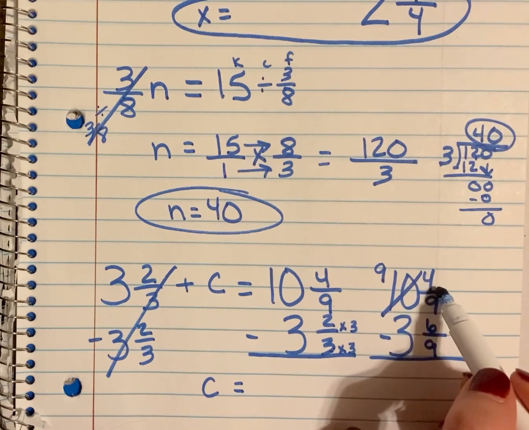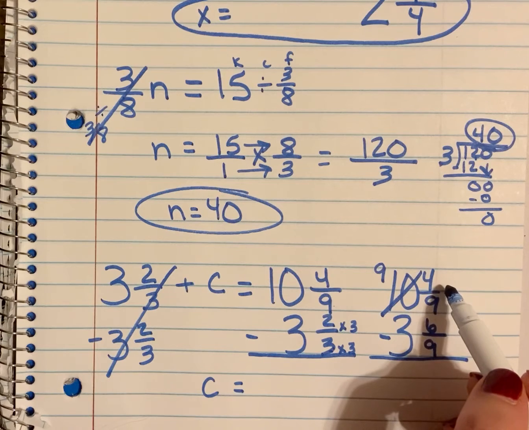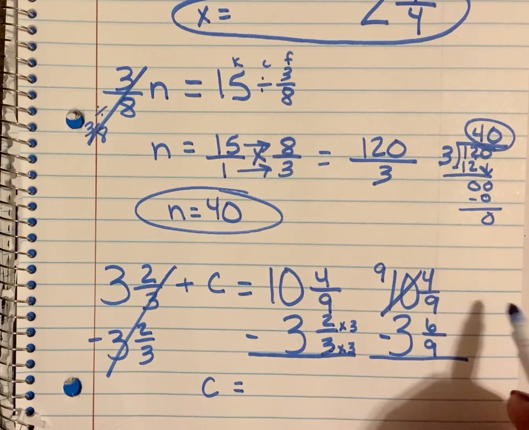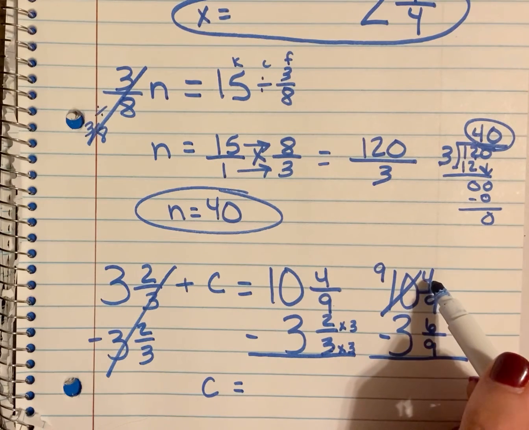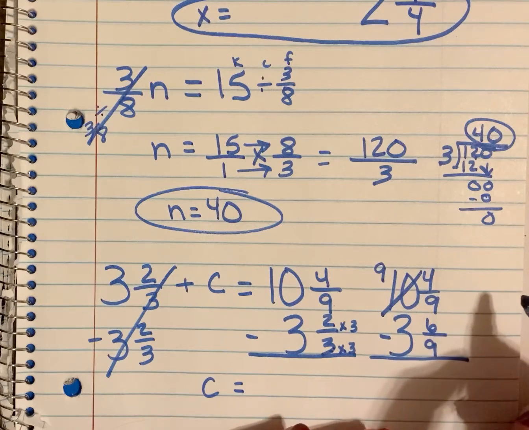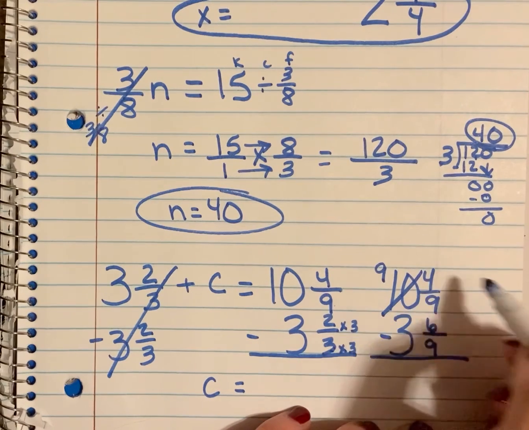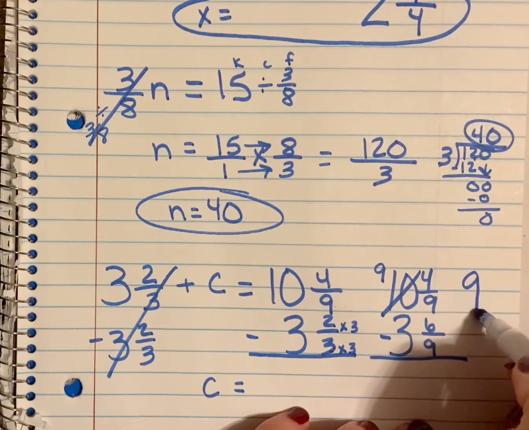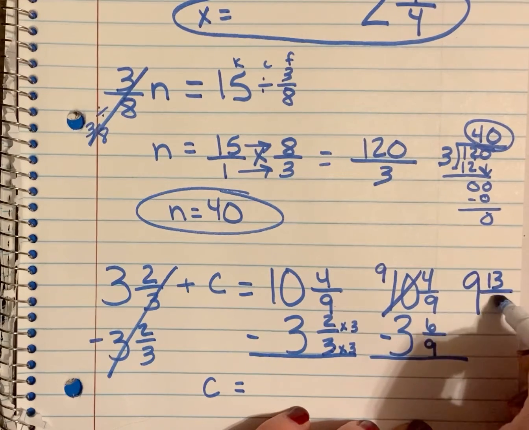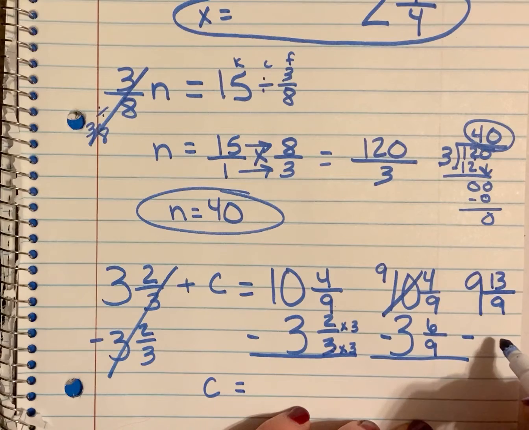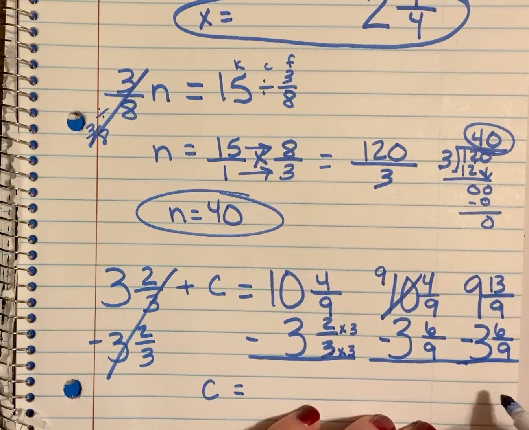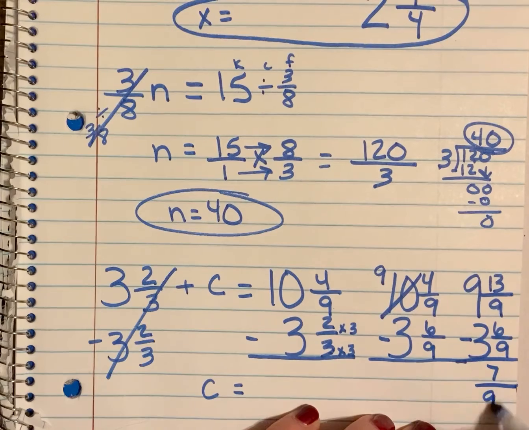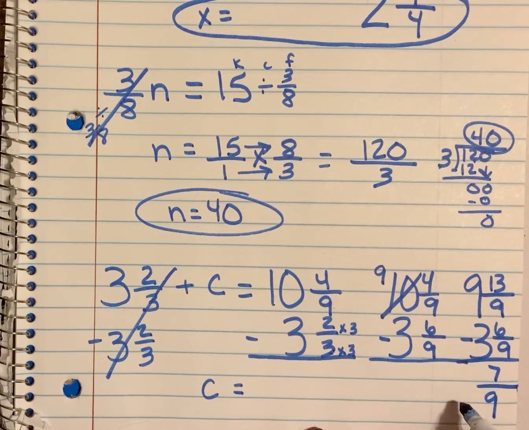So if I'm adding a whole to this fraction to regroup, I'm going to add 9/9. So 4 plus 9 is 13. Let's just rewrite over here. So we now have 9 and 13/9 minus 3 and 6/9. 13 minus 9 is 7/9, and 9 minus 3 is 6.